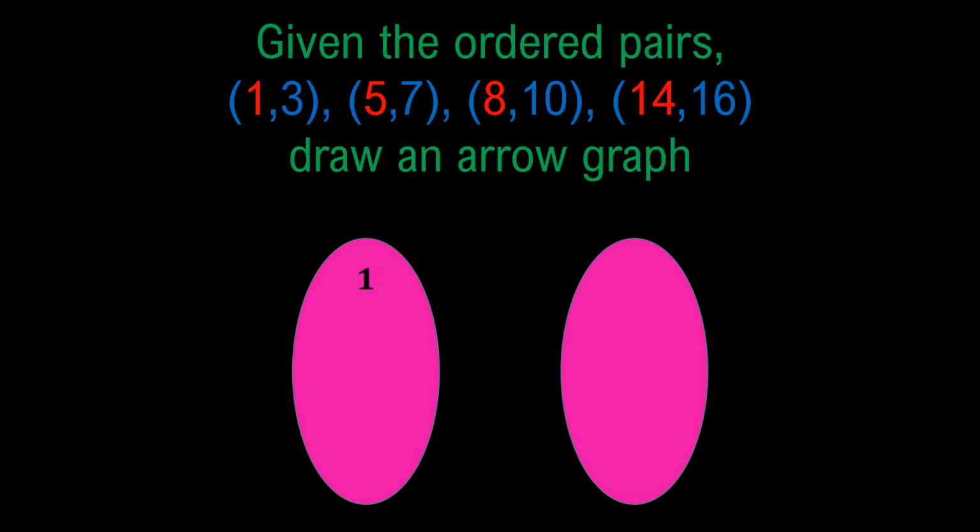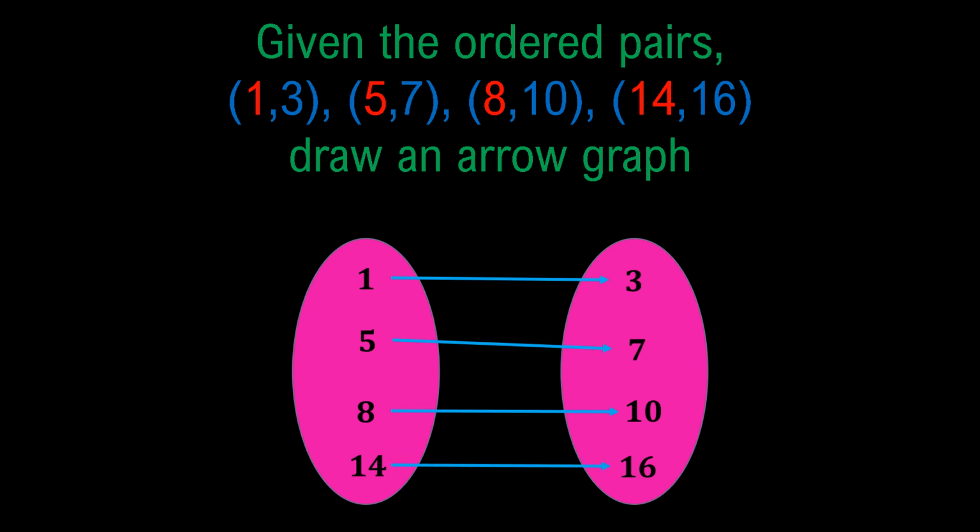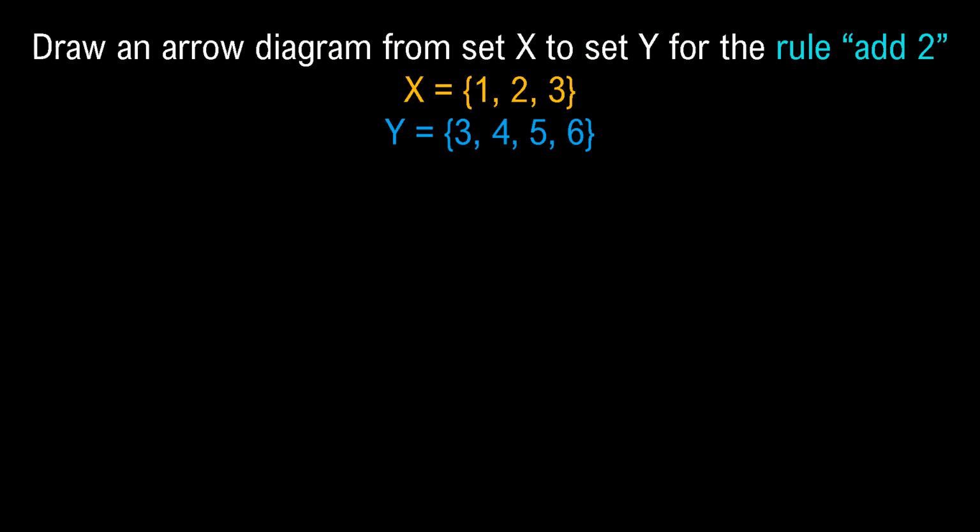So I'm going to place 1 in the domain and 3 in the codomain. And because they are an ordered pair, it means that they are linked by an arrow. I'm going to put 5 and 7 in, and I'm going to link them with an arrow. 8 goes in the domain, 10 goes in the codomain, linked with an arrow, and 14 goes in the domain, 16 in the codomain, linked by an arrow. There you have it.